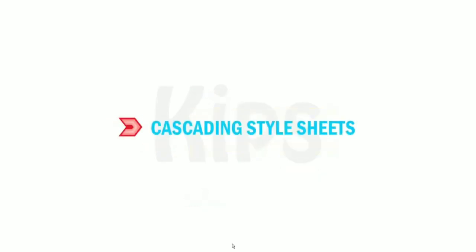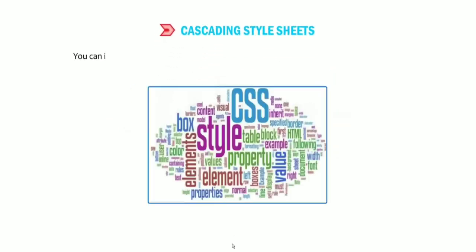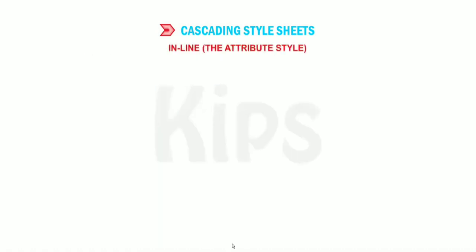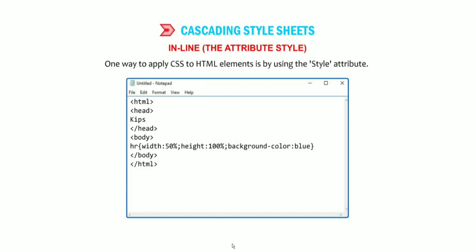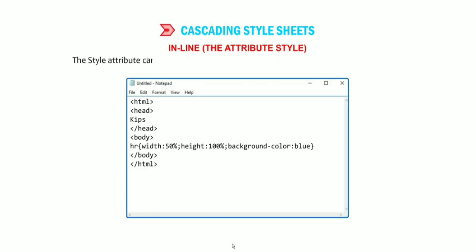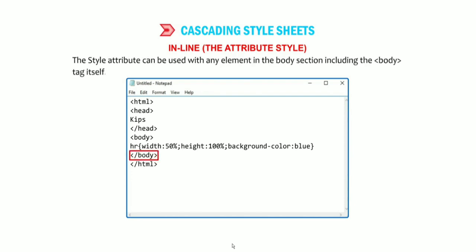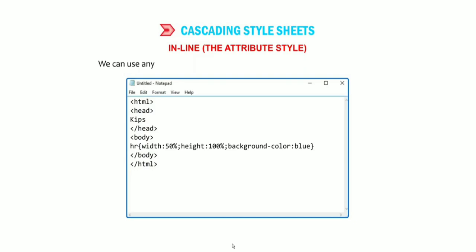Cascading style sheets. You can include style sheet rules with an HTML document in the following ways. Inline, the style attribute. One way to apply CSS to an HTML element is by using the style attribute. The style attribute can be used with an element in the body section, including the body tag itself. We can use any number of declarations, each one separated by a semicolon.